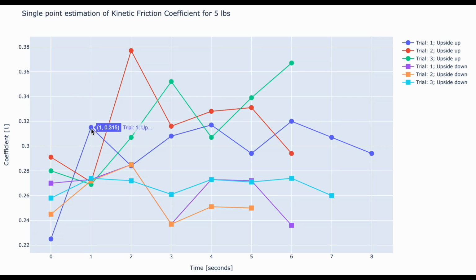Here is the data from the second set of trials, where the table is at an incline. It appears that the upside up data tends to be higher than the upside down data, and the upside up data seems to have a positive slope. This indicates that despite my best efforts, I was probably not pulling the weight at constant speed.